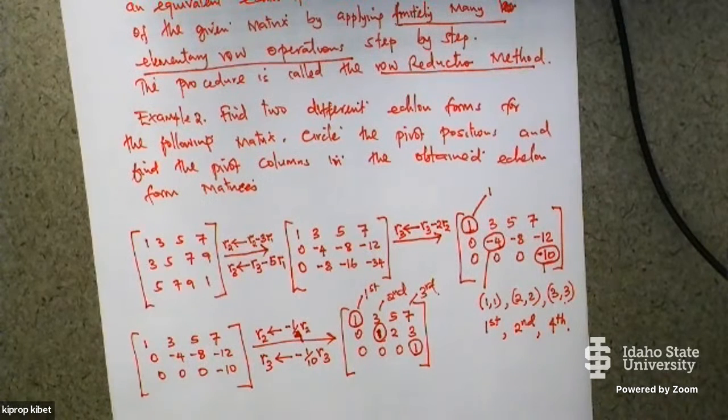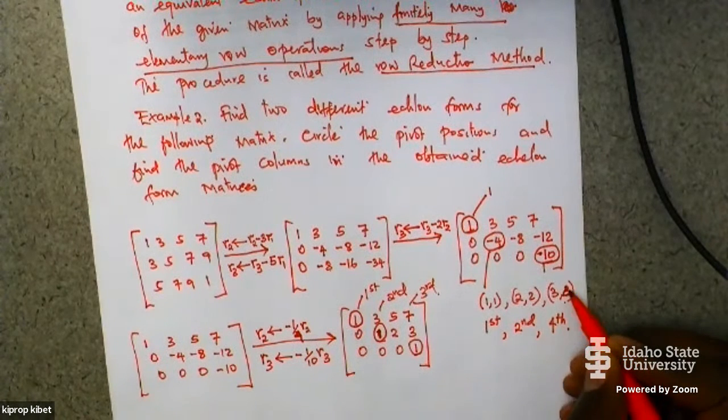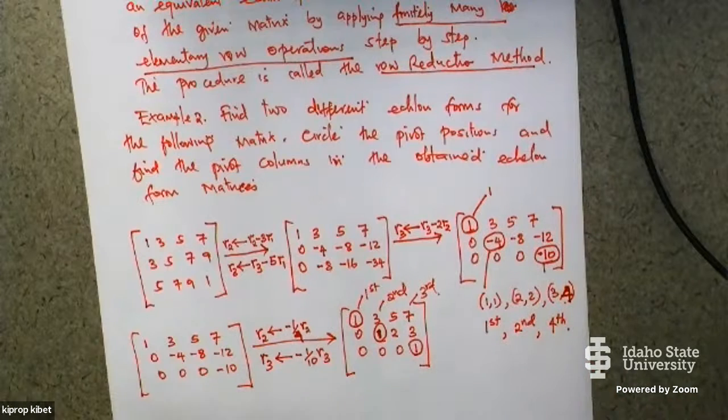On the pivot position for the bold one, wouldn't it be 3, 4? Because it's the fourth column over. Oh, sorry. It is 3, 4. Actually, it's not 3, 3. So it is 3, 4. It's the third row and fourth column. Any other question?